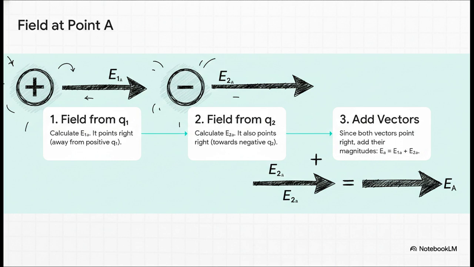Now think about this. The field from the positive charge, Q1, points away from it, so that's to the right. And the field from the negative charge, Q2, points towards it, which is also to the right. How cool is that? Since both vectors are pointing in the exact same direction, adding them is super easy. We just add their magnitudes.